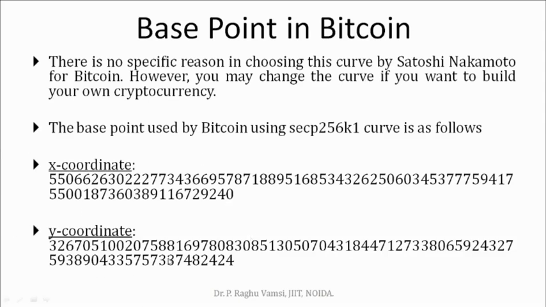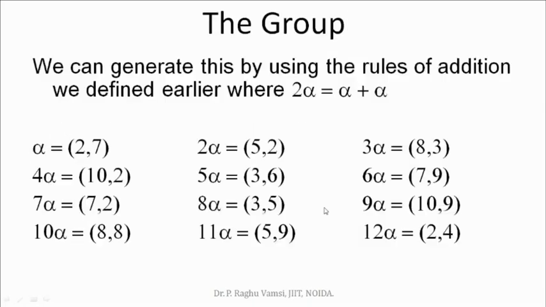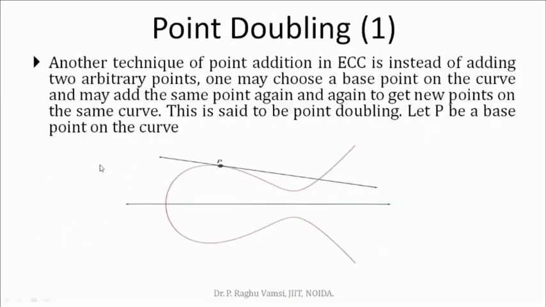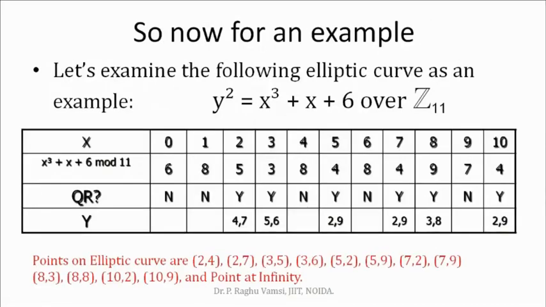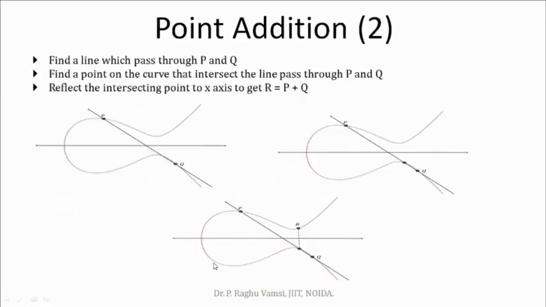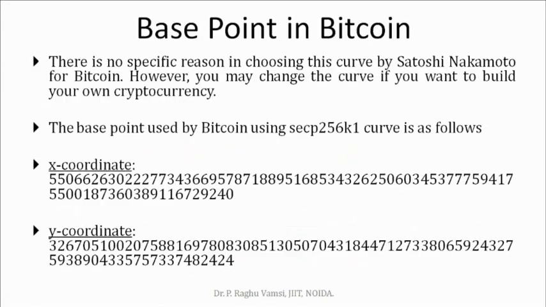So here the X coordinate is like this, the Y coordinate is like this. It's a very lengthy curve with a huge number of values; very lengthy values you are going to consider in these X and Y coordinates. Let's consider this point 2,7, which was generated earlier from Z11 of 1,6. So 2,7 I'm going to consider. Now we'll see point addition, point multiplication and point doubling.